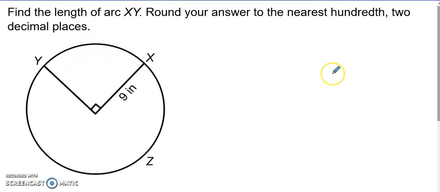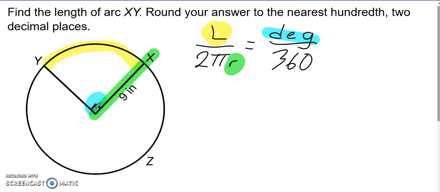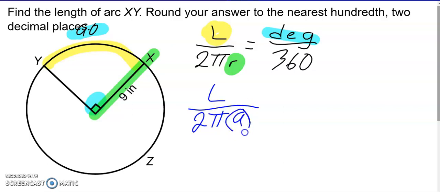Let's find the length of arc XY, which is, again, arc length. Round our answer to the nearest hundredth, which is 2 decimal places. So I'm going to do part over whole. Arc length over the entire circumference equals part over whole. The degrees from the arc equals the degrees of the whole circle. So my arc length right there, that's what I'm looking for. I need the radius, which is 9 inches, and we need the degrees, which is 90 degrees up here. So arc length, I'm going to call it L. That's going to go over 2 times pi times r. So 2 times pi times 9 equals my degrees, 90 over 360.